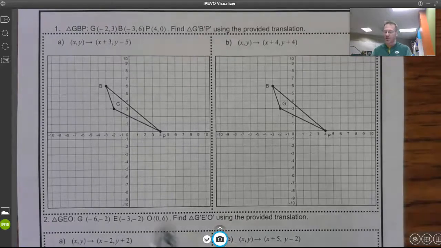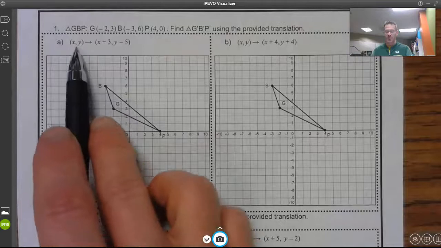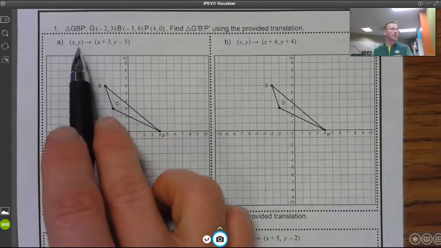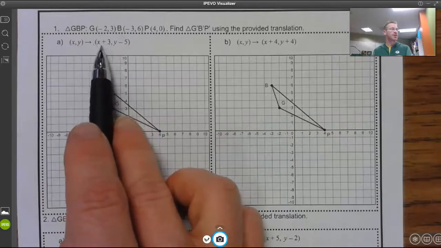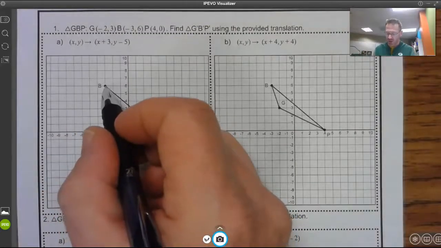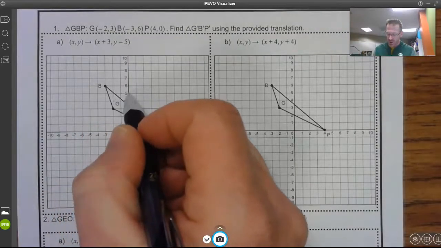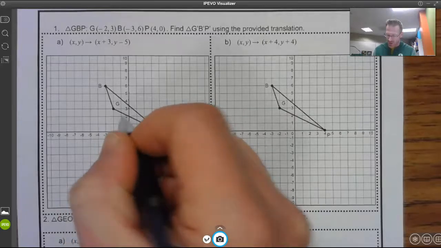So in example 1 here, we have our triangle, and this is what we want to perform. We want to translate it by x plus 3, y minus 5. So x plus 3, to the right 3, y minus 5, down 5. I'm going to do that to every point. I'm going to start with B here. To the right 3, 1, 2, 3, and then down 1, 2, 3, 4, 5. And that is B prime.